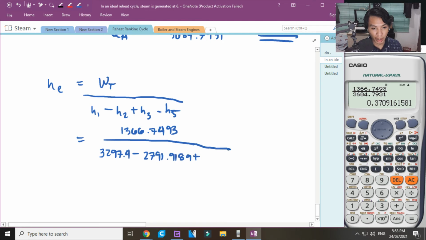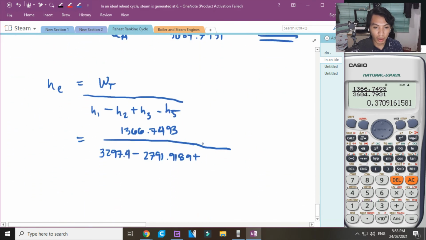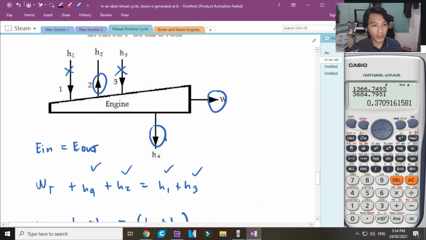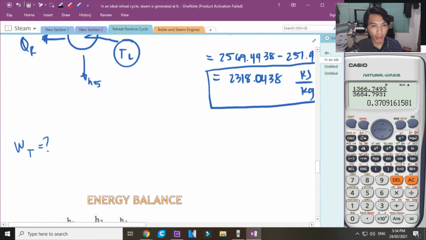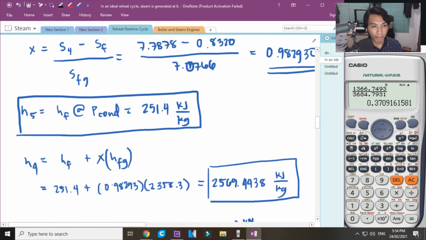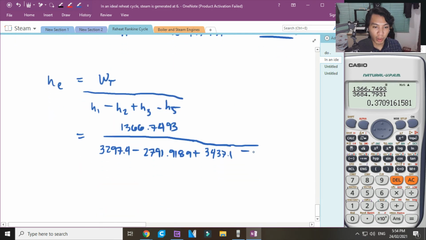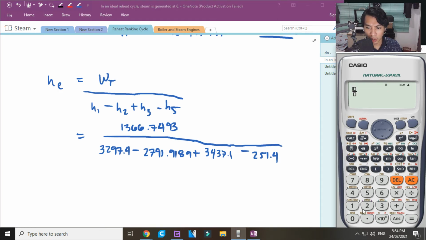Plus H3, malaki rin yung H3. H3 is 3437.1. 3437.1 minus H5. Our H5 is yung sa condenser. Ayan, hanapin natin. Ayan, 251.4. Okay? Tingnan nga natin.